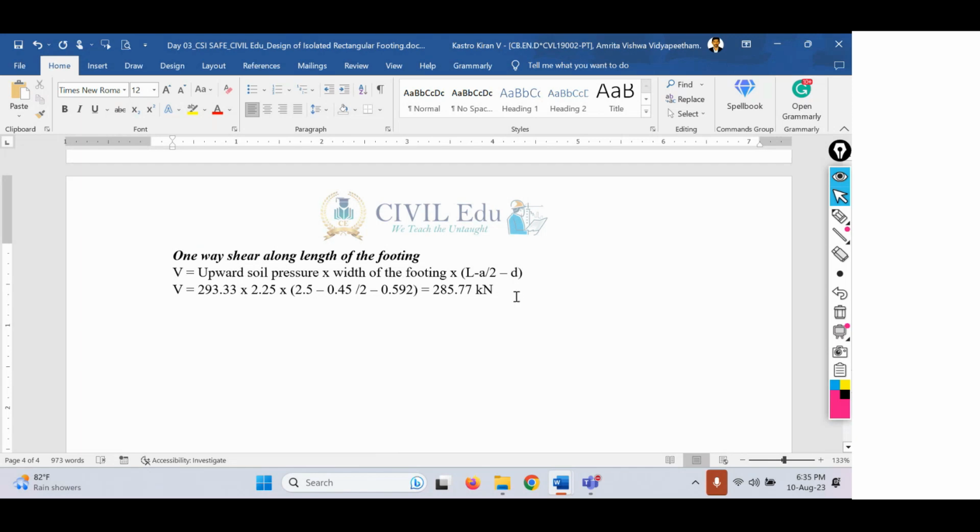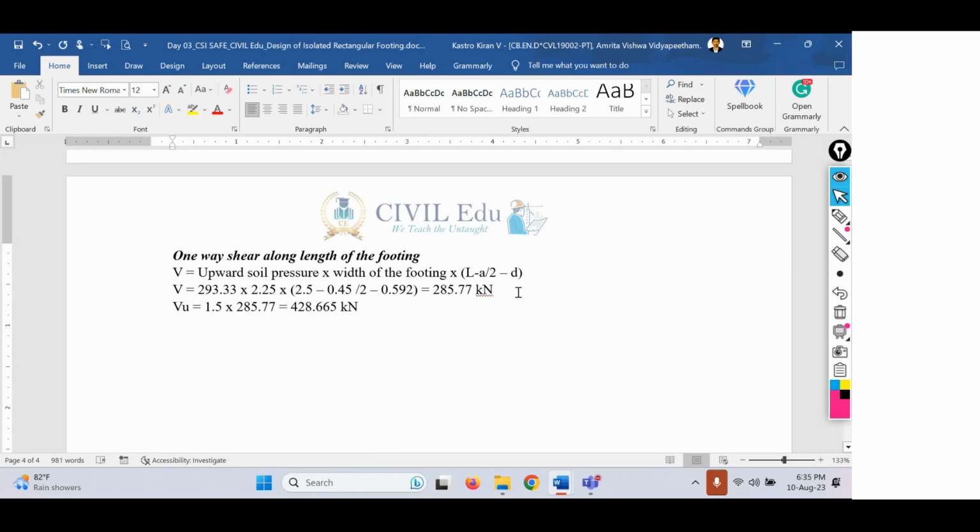But we should not always consider the shear force as this one. We have to consider the factored shear force. The factored shear force is represented by VU, which equals 1.5 times the shear force, that is 285.77. That will give you 428.665 kilonewtons. This is the amount of shear force that will be acting in the length direction.